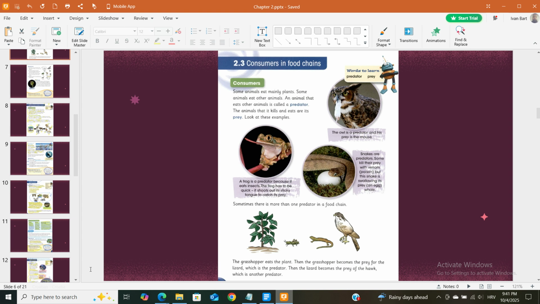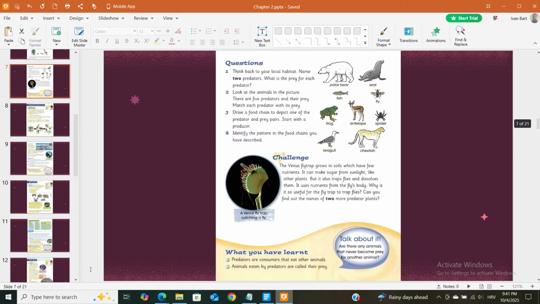Questions. 1. Think back to your local habitat. Name 2 predators. What is the prey for each predator? 2. Look at the animals in the picture. There are 5 predators and their prey. Match each predator with its prey. 3. Draw a food chain to depict one of the predator and prey pairs. Start with a producer. 4. Identify the pattern in the food chains you have described.